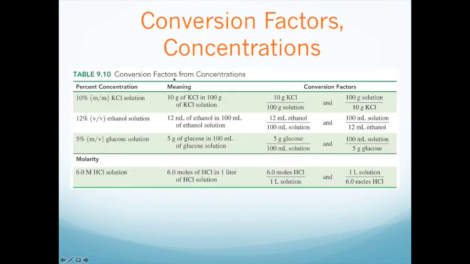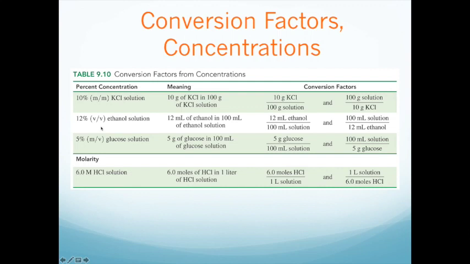So, here are some conversion factors from those concentration units that we talked about. The first line here, 10% mass concentration of potassium chloride. This means that 10 grams of potassium chloride in 100 grams of potassium chloride solution. And the conversion factors are 10 grams per 100 grams of solution, or 100 grams of solution per 10 grams of KCl.